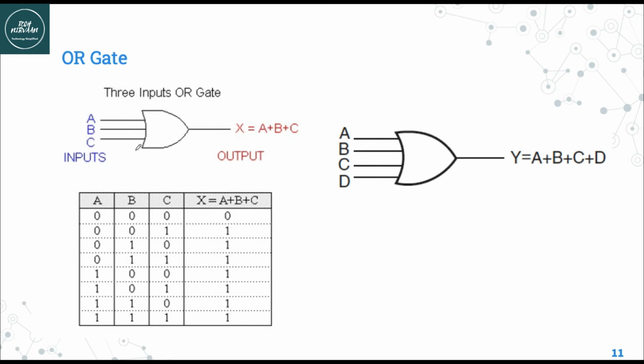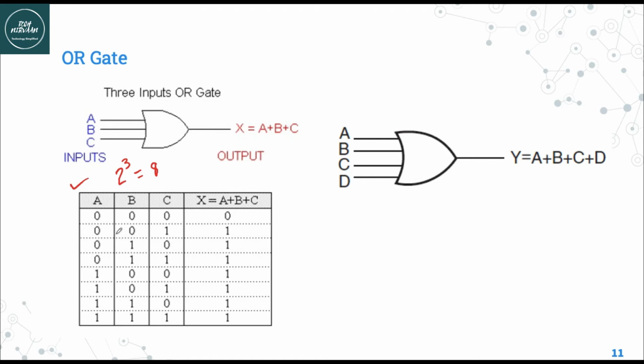So this is the example of 3 input OR gate. A, B and C are the inputs. X is the output. So based on the logic of the OR gate, we can develop this truth table. A, B, C are input. There are 3 inputs. That's why 2 raised to 3 means 8 input combinations.